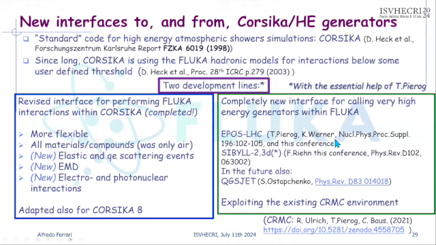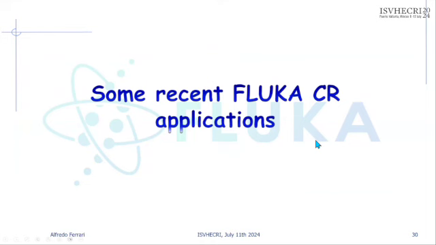On the hadronic side, now Fluka has been interfaced with EPOS-LHC and with SIBYLL 2.3d, with or without star, and maybe in the future with QGSJET, exploiting the CRMC environment kindly provided with the help of Tanguy, etc., in such a way that we can cross-check what the two codes, Corsica and Fluka, do in similar situations, and understand if some things are important rather than not.